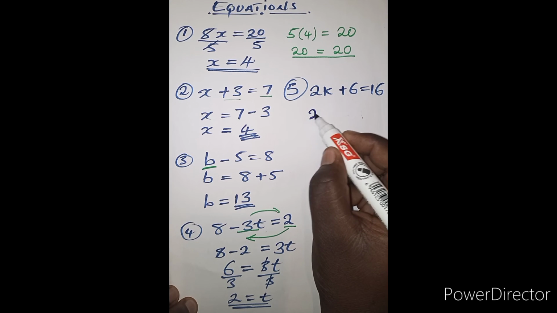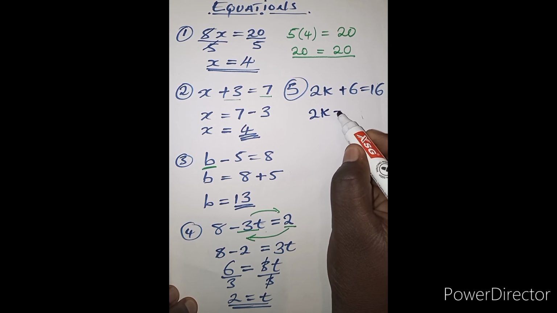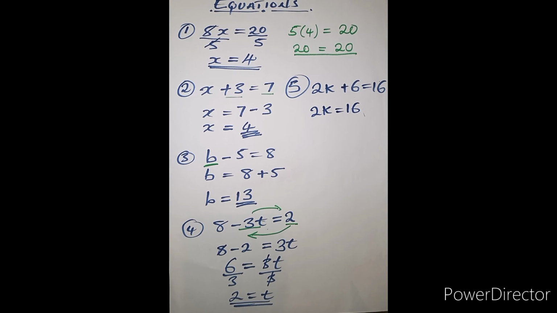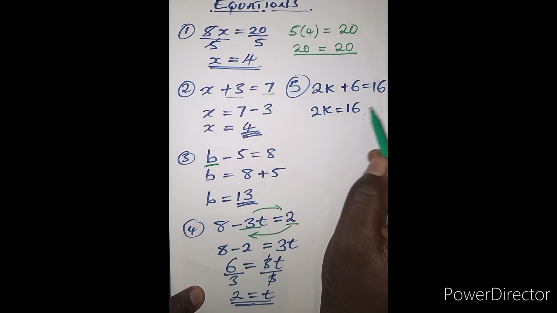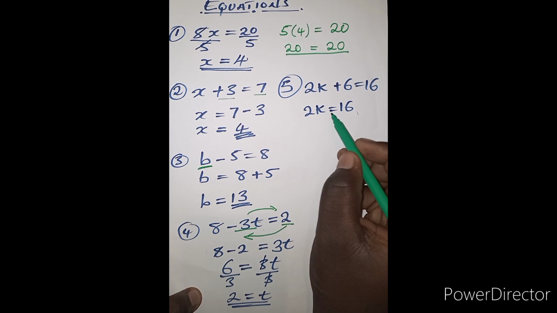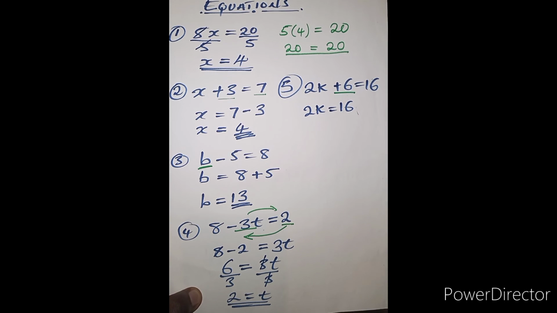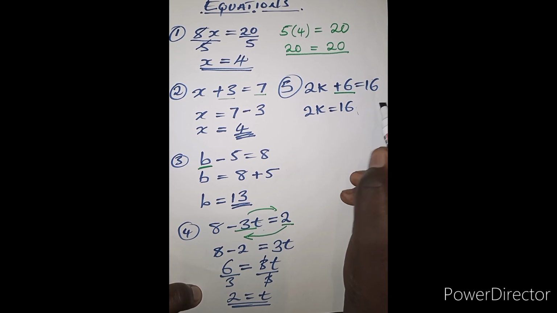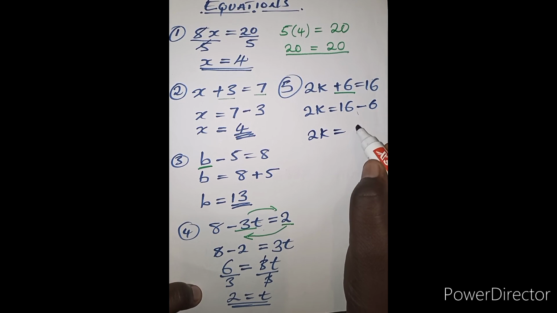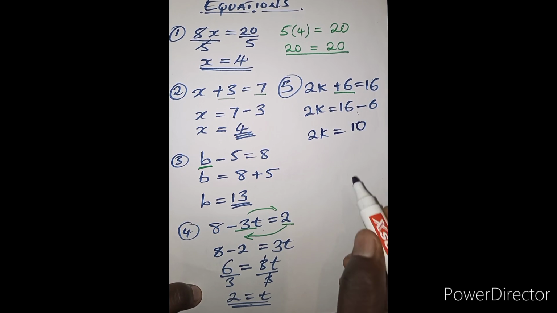So we are going to have 2k here is equal to 16. I move the positive 6 here. The 6, as you can see, is positive. So if we move it to the other side, it automatically becomes a negative 6 there. So what is 16 minus 6? You see that here we are going to have a 10.